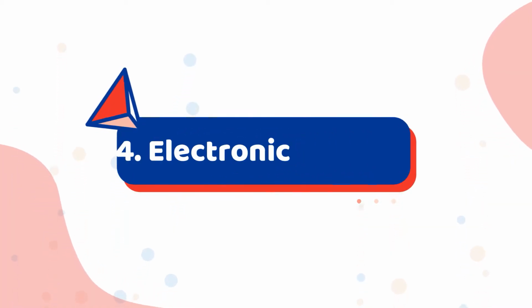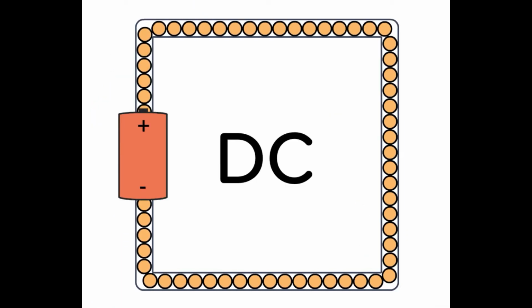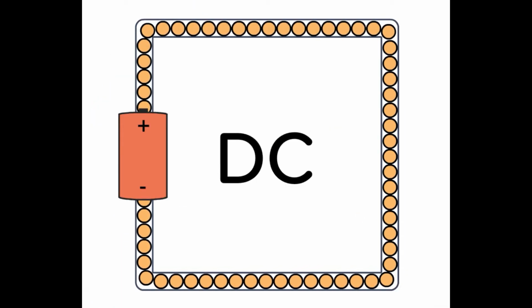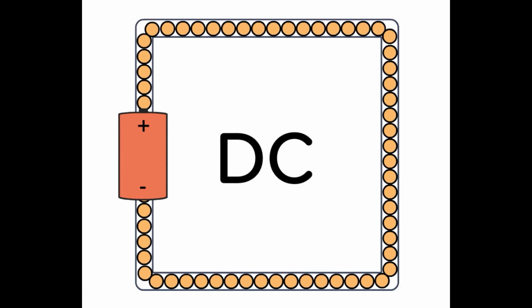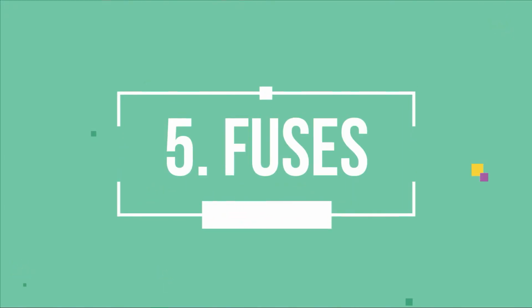The fourth thing we'll talk about are the designs of electronic devices. Electronic devices such as laptops and mobile phones require a DC power supply with a specific current, and many of these devices need a certain amount of current and voltage to operate. Ohm's law tells us the amount of resistance we need to establish a certain current with a certain amount of voltage. The fifth thing are fuses.